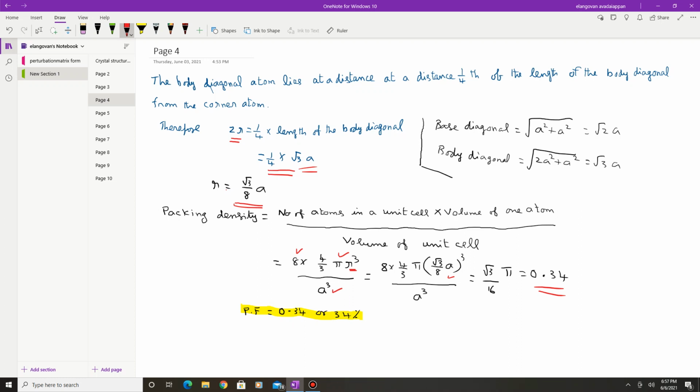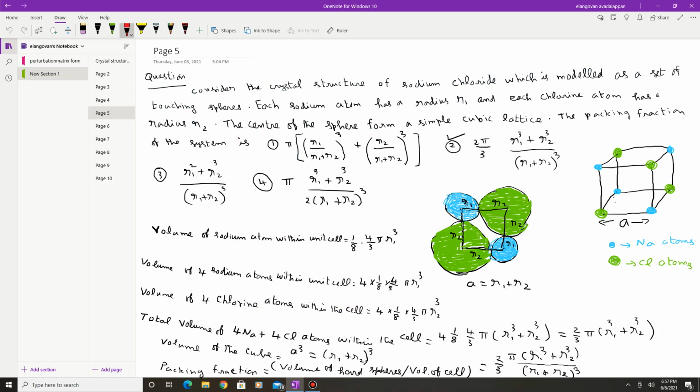So this is the packing density of the diamond structure. So we have seen simple cubic, BCC, FCC, HCP, and the diamond structure. This is a low density, 0.34, which is low compared with the other types of structures. So this can be calculated easily. Then we go to the next question.